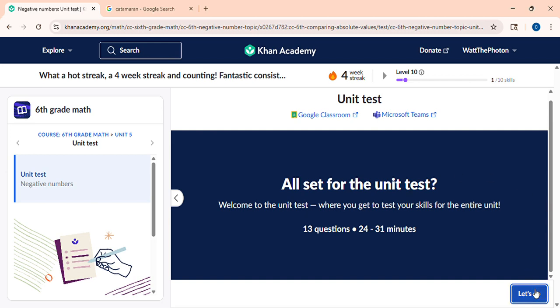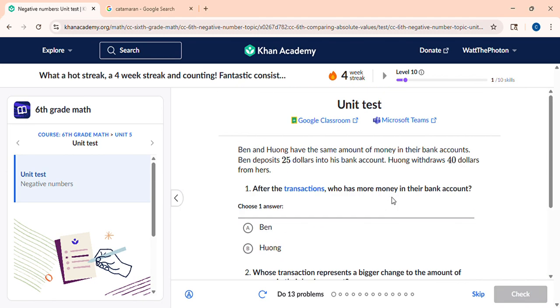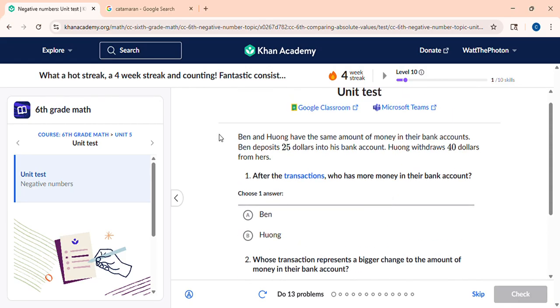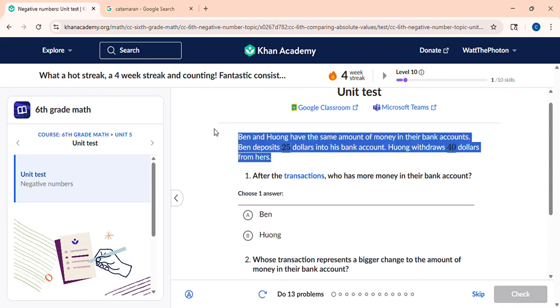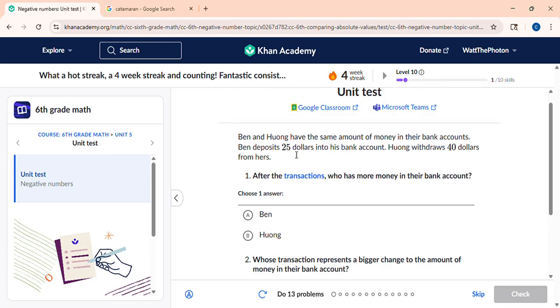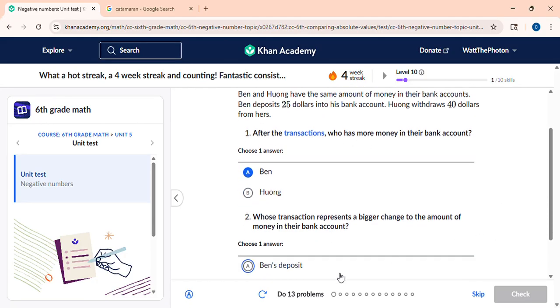So close. Let's get it. Unit 5. Two people have the same amount of dollars in their bank account. One person deposits $25. The other withdraws $40. Who has more money? Ben.